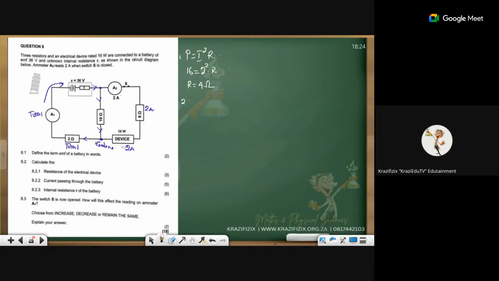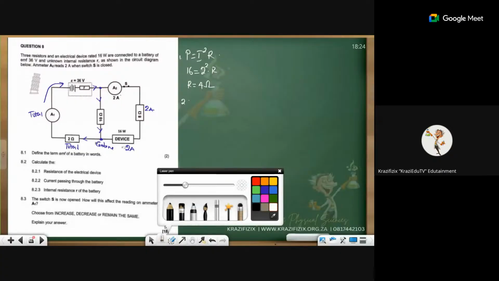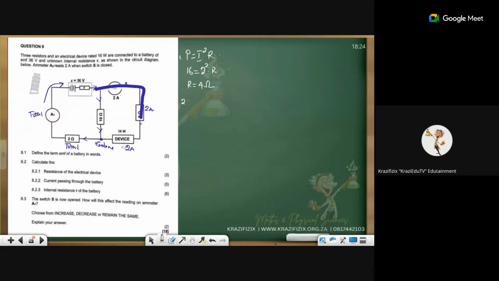Number 2. Current passing through the battery. Five beautiful marks. Already I told you how to. I told you the movement of current, right? Yes, I total. That's I total. Now let's look at something. I already know this is 2. So let me use something everybody can see. That is 2. So we don't have a problem here. Our problem is here.